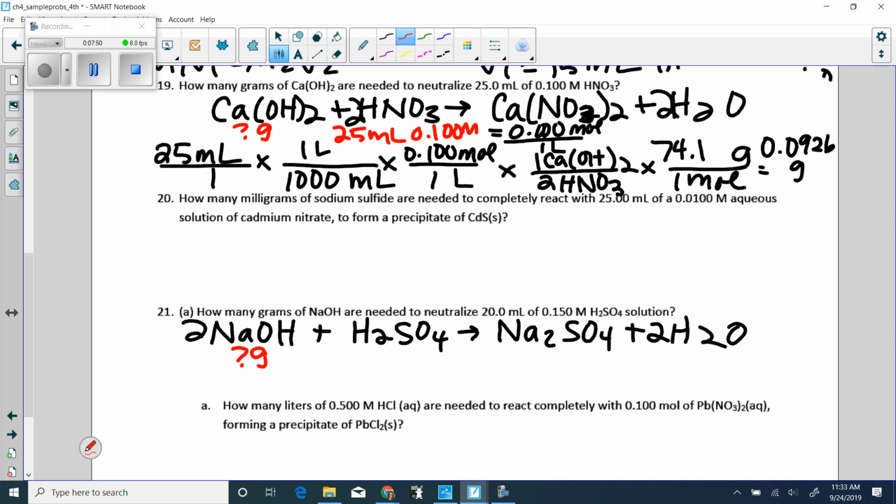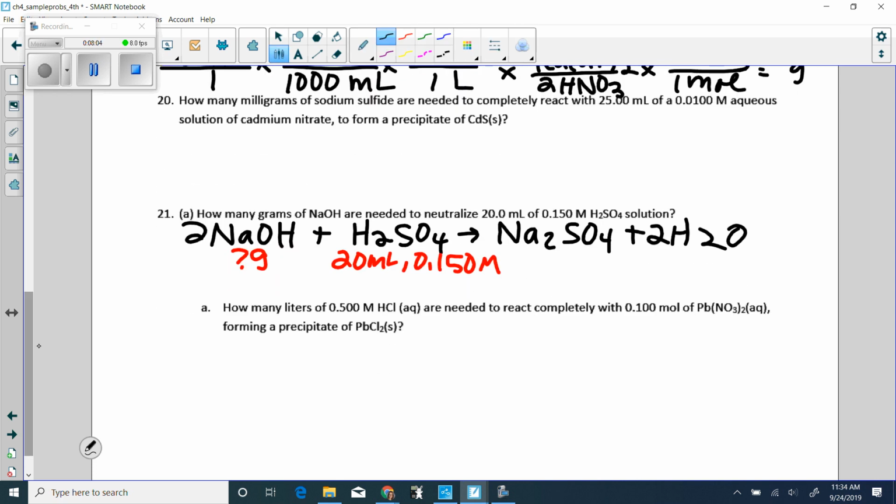How many grams of sodium hydroxide are needed to neutralize 20 milliliters of 0.150 molar solution? I'm going to be super repetitive and say the exact same thing I said last time because it's going to help you remember. Always start with volume. Tell somebody next to you always start with volume, and never start with molarity. So 20 milliliters over 1. Milliliters on top means milliliters on bottom. There are 1,000 milliliters in a liter.